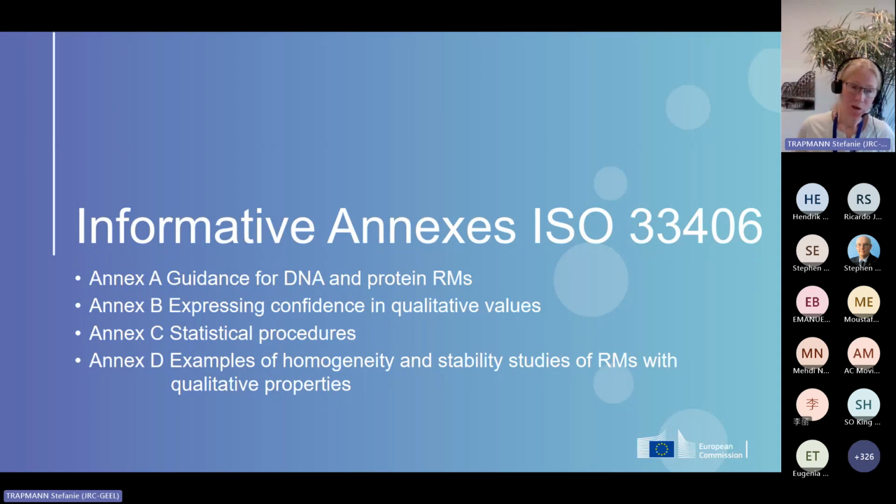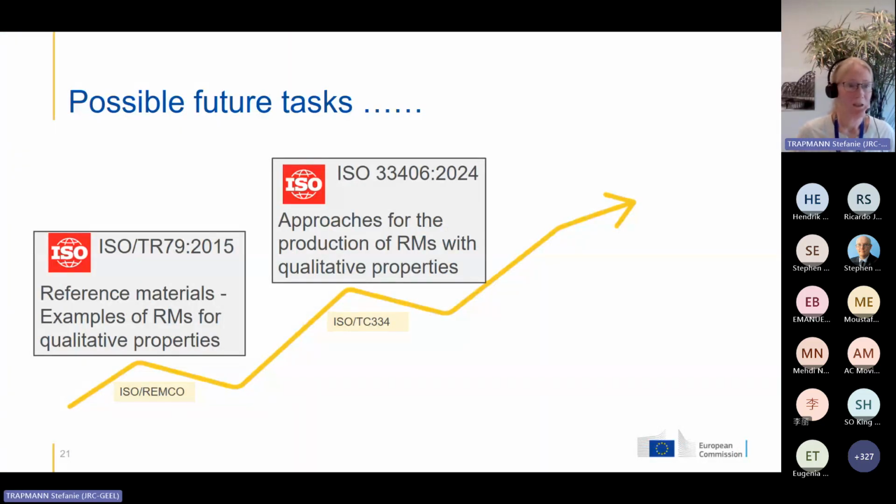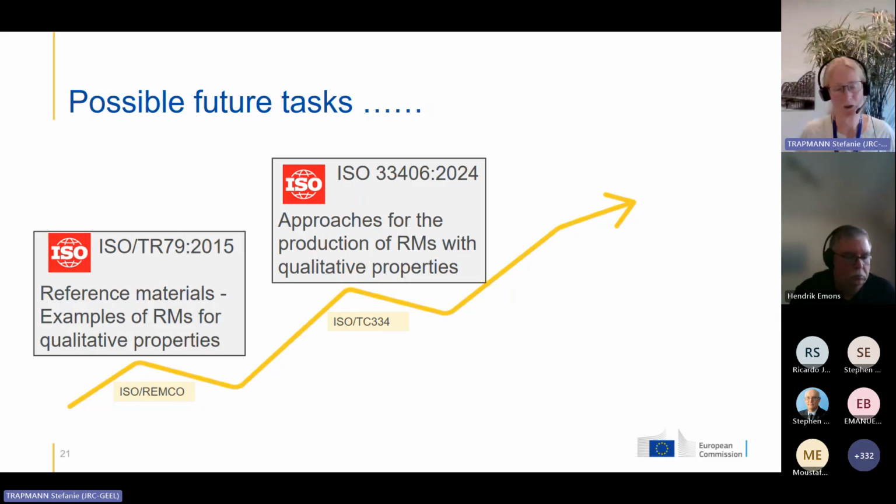As I mentioned before, ISO 33406 has several informative annexes. I don't want to go into detail here. I've mentioned them throughout my presentation, but we hope that they can be of practical help for the user of this ISO standard. And if we then look at the possible future, well, we have now TR79 with this collection of examples of qualitative reference materials. We have ISO 33406, which gives us approaches on how to produce a qualitative property reference material.